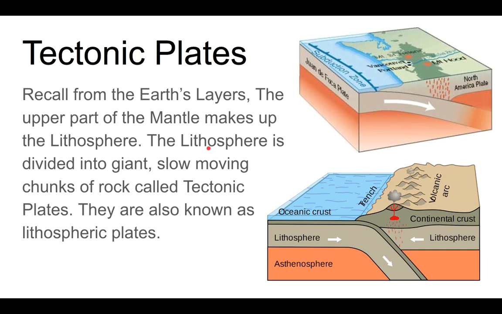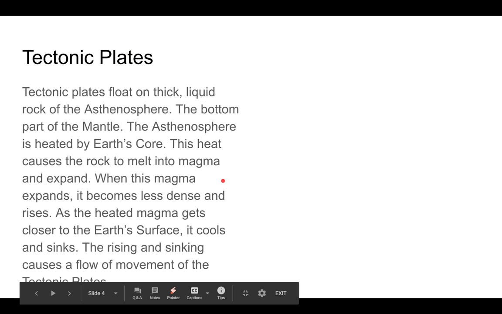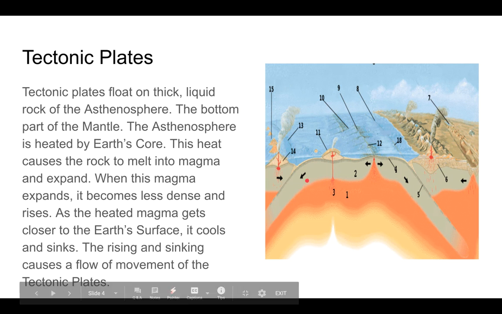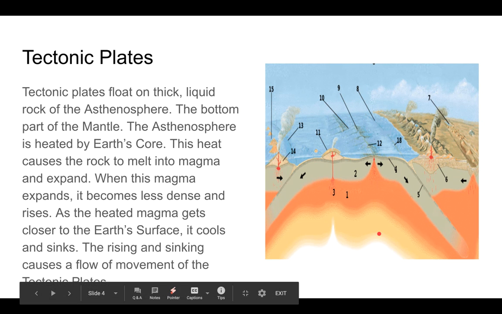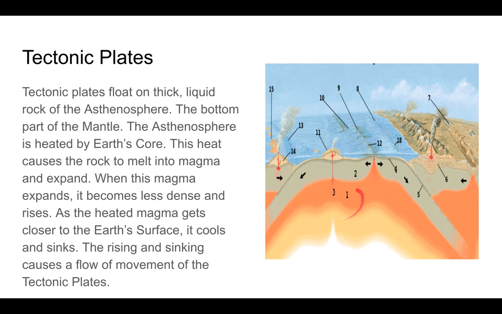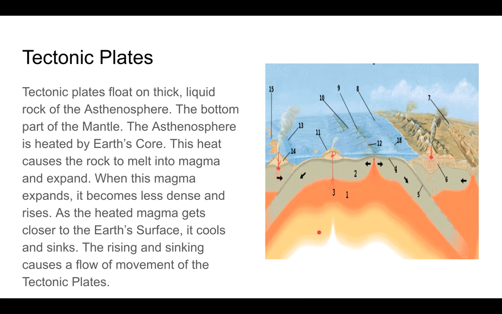The lithosphere on top of the asthenosphere is where the plates are sitting. Okay. So a little bit more, tectonic plates float on thick liquid rock of the asthenosphere. So remember, this is still part of the mantle. This is the bottom part of the mantle. And the asthenosphere is heated by Earth's core. That's why it's liquid. And this heat causes the rock to melt into magma and expand.